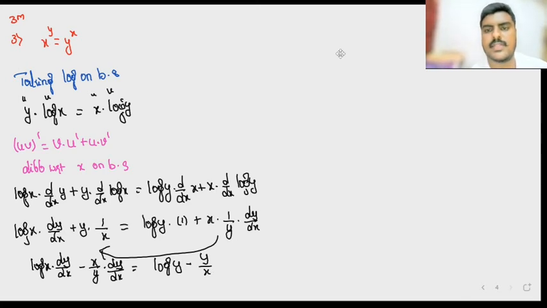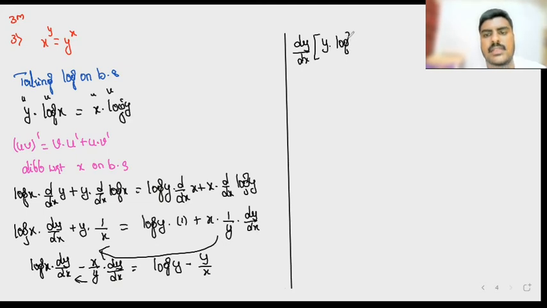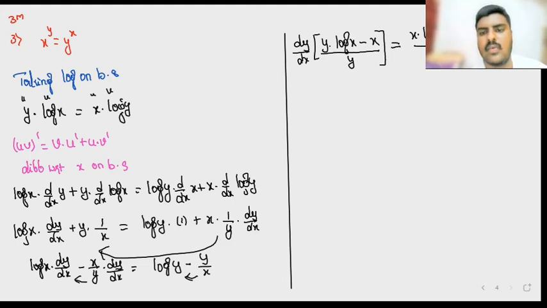Did you understand? Now I am taking dy by dx common, and for x by y you should take the LCM. So (y log x minus x) divided by y, equal to, same here, taking the LCM, (x log y minus y) divided by x. Now the y in the denominator goes to the numerator, and this numerator goes to the denominator.